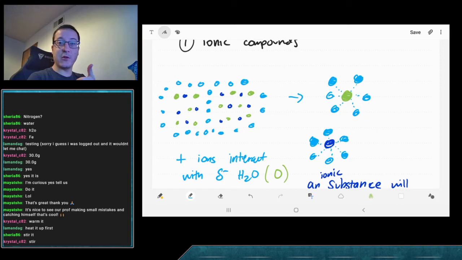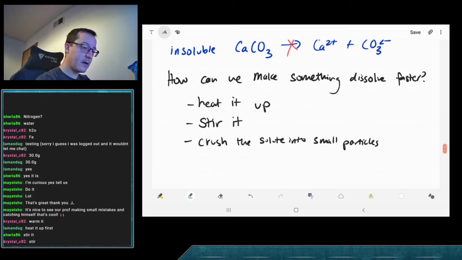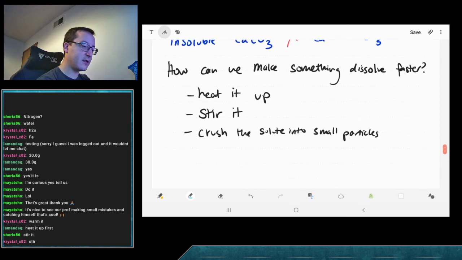And so thankfully you already know this from real life. You already know how to get these things to dissolve faster, and perhaps now you know a bit more of a molecular explanation as to what is happening here. So those would be three ways to make something dissolve faster.